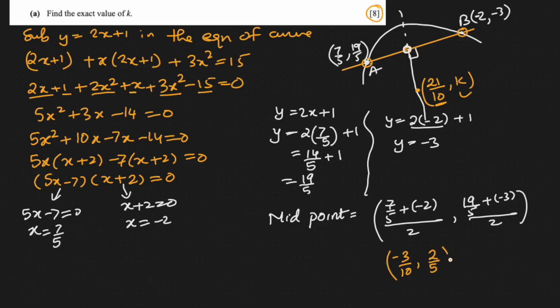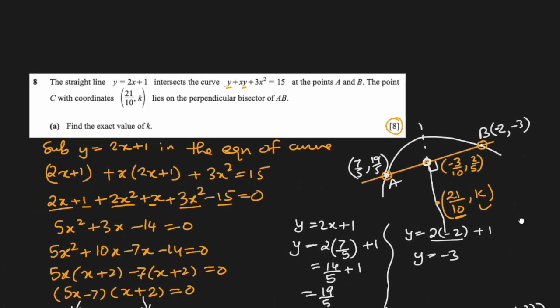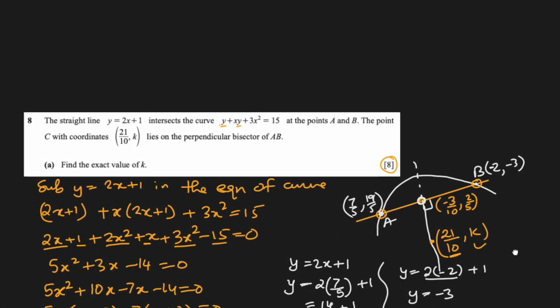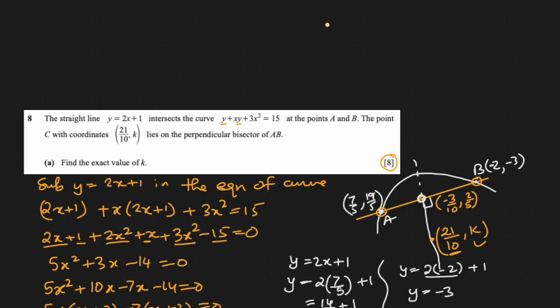Okay, this is the midpoint. So the coordinates here are minus 3 over 10 and 2/5. Now we need to find k. That was our question, find the exact value of k, right? So what will we do? We'll find the gradient of AB first.